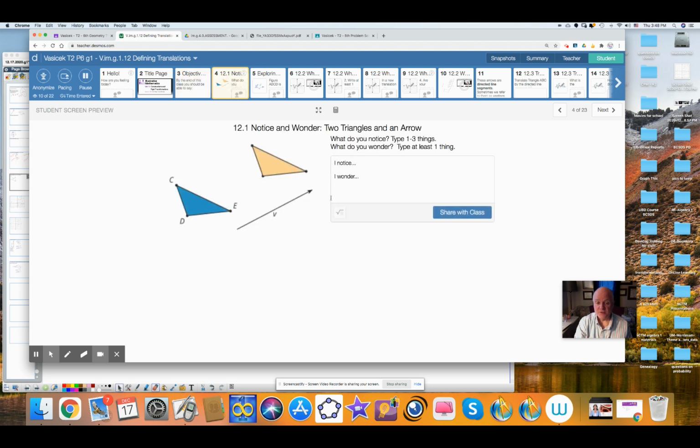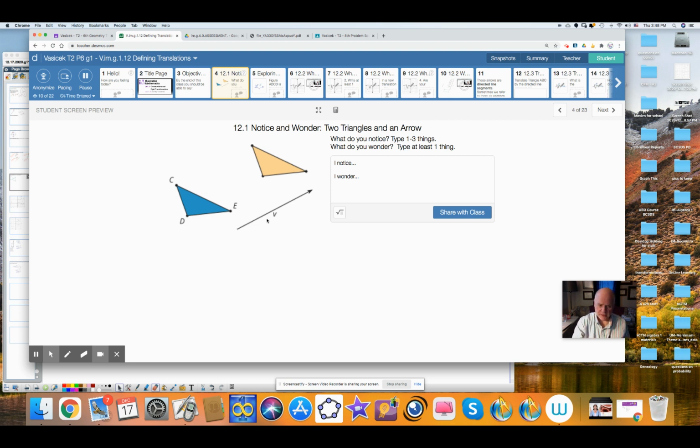The first thing we have is, what do you notice? What do you wonder? Please pause the video and type three things that you notice and maybe one thing that you wonder. Some of the responses of students were, I notice I have a red triangle and an orange or yellow triangle. The yellow one doesn't have any letters next to it. There's this line or line segment or directed line segment because it's got an arrowhead on it. It's called V. I wonder what this has to do with the drawing.